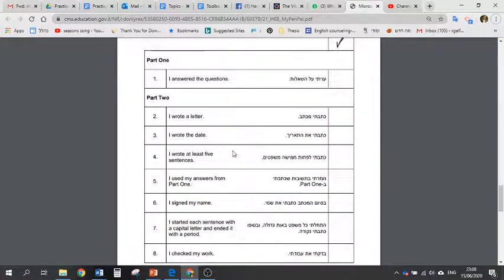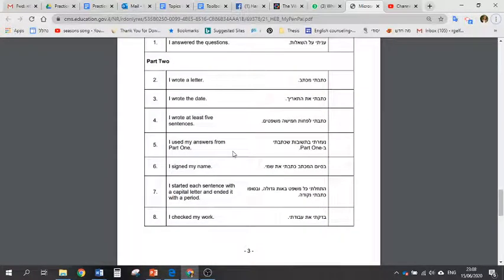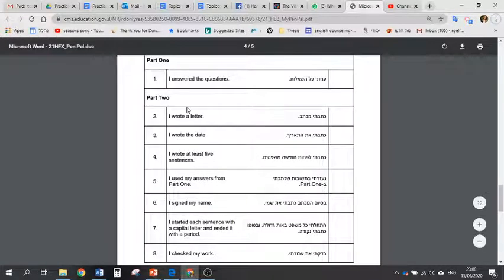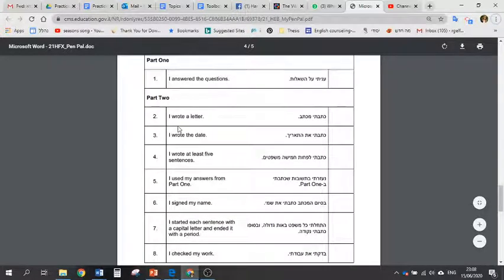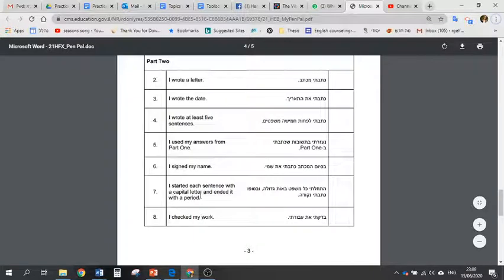So this is the checklist. The checklist includes 8 items divided in 2 parts. Part 1 refers to the 2 questions that we saw above. They need to answer the questions. Now in part 2 they need to make sure that they wrote a letter, they wrote the date, they wrote at least 5 sentences. They used their answers from part 1. They signed their name, started each sentence with a capital letter and ended it with a period. And of course, that they checked their work.